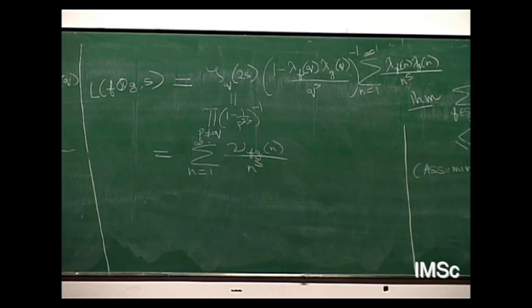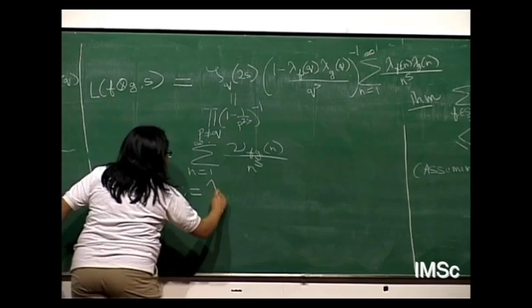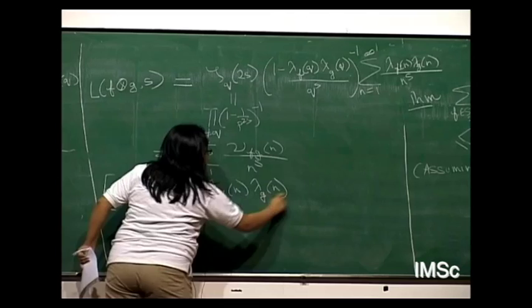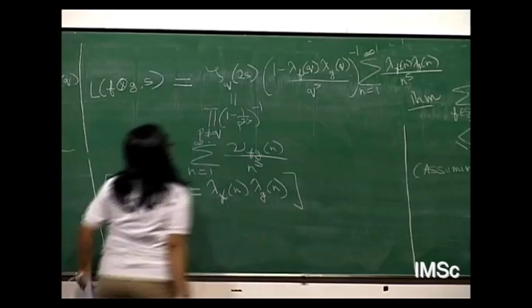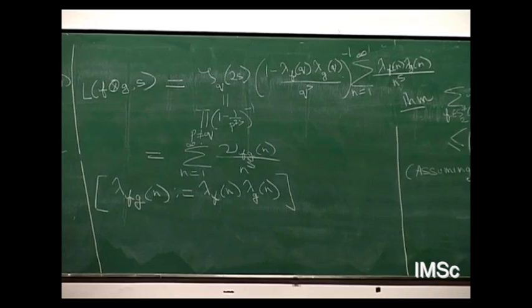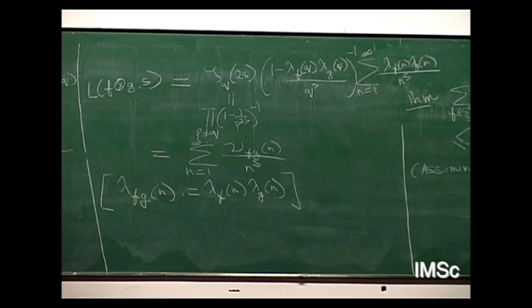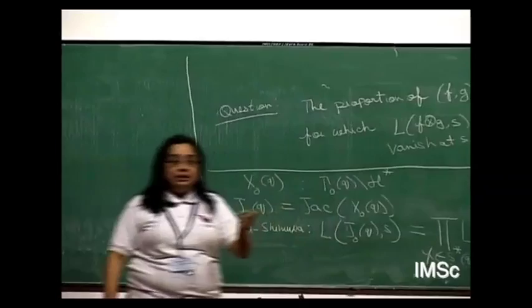Another thing is to just simplify the writing on the board. From now on, I'm going to use the notation lambda sub fg of n, which is simply the product of these two numbers. Okay, so what do we know about the Rankin-Selberg L functions? It is a well-known fact, I believe proved by Rankin himself, that these extend to entire functions except possibly for a simple pole at s equal to 1 if f is equal to g.